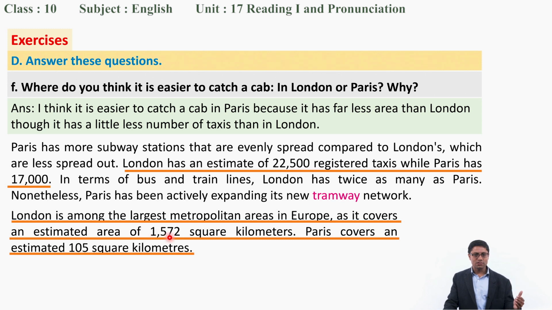London has 1,572 square kilometers. So these taxis have to spread over this area, whereas Paris has just 105 square kilometers, 15 times less. But the number of taxis is not 15 times less, barely a little less. So only a few. It means the number of taxis is not as less as the area of the cities. So we can say it is easier to catch a cab in Paris because it has far less area than London, though it has a little less number of taxis than London.